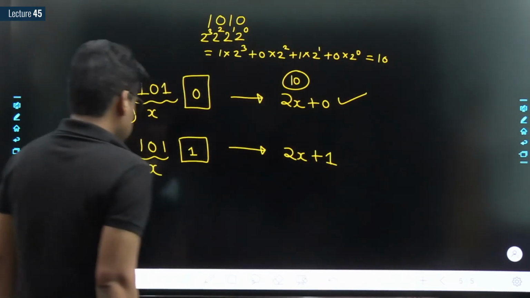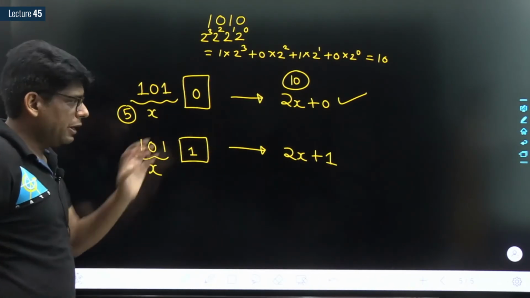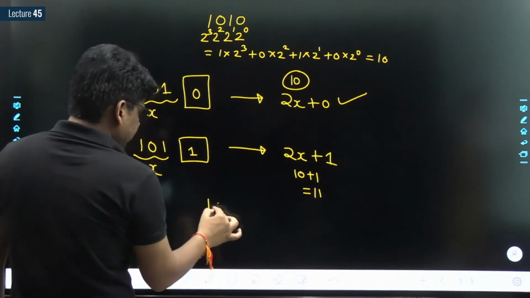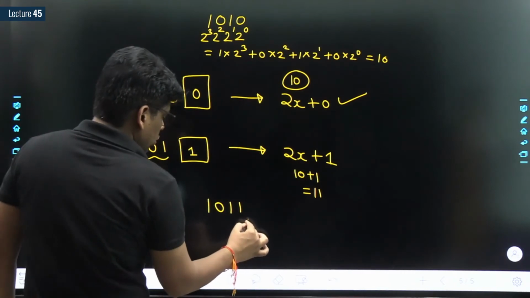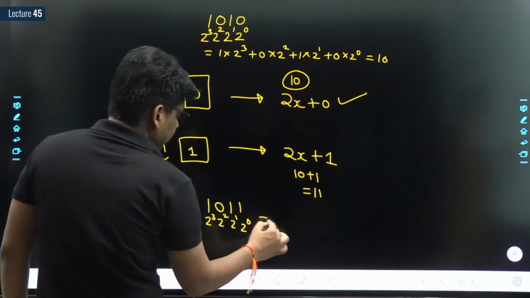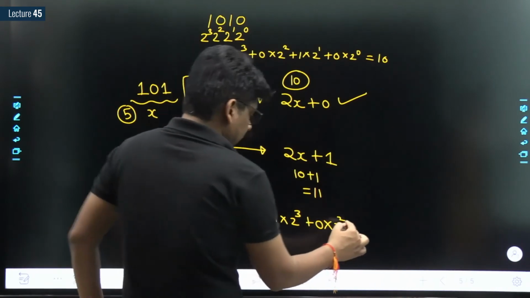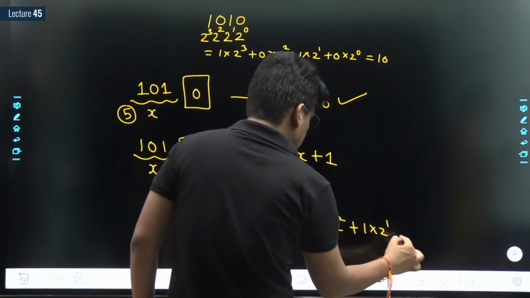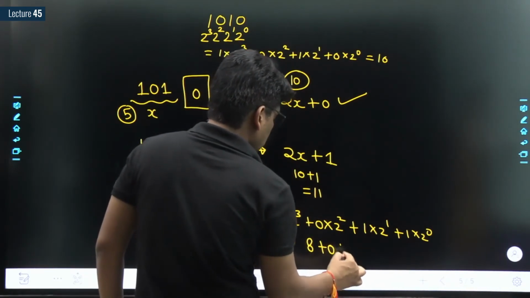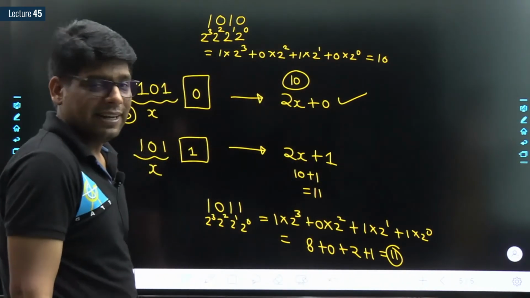Done, sir. If we have the value 5 and I append a 1, the value becomes 2 into 5, that is 10, plus 1. Is it so? Let me verify it. 1, 0, 1, 1. 2 to the power 0, 2 to the power 1, 2 to the power 2, 2 to the power 3. 1 into 2 to the power 3, 0 into 2 to the power 2, plus 1 into 2 to the power 1, 1 into 2 to the power 0. It is 8 plus 0 plus 2 plus 1, 11. Done, sir.